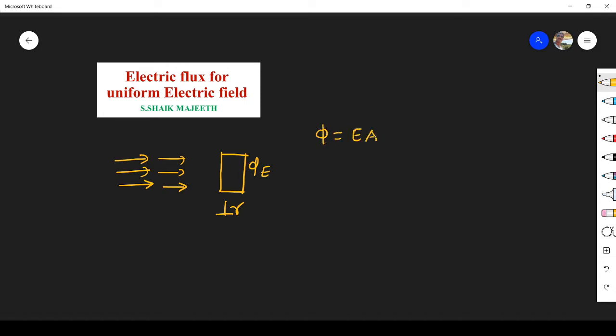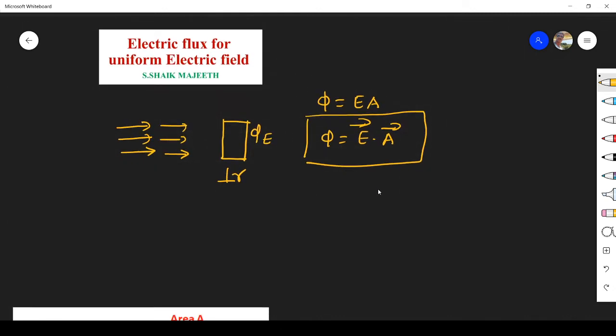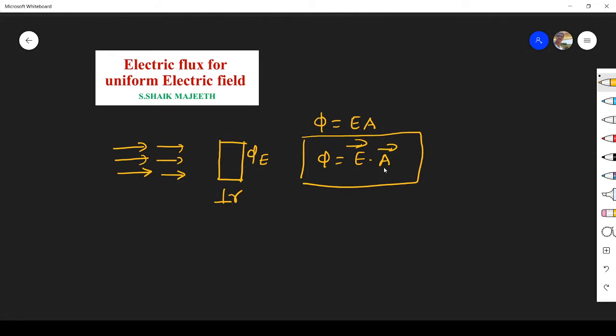In the last video we have derived in vector form phi is equal to E dot A. How this E dot A has come we are going to see in this video. Right, so let us see that. Before that we may ask one question, what is area? A is an area. How does area become a vector?